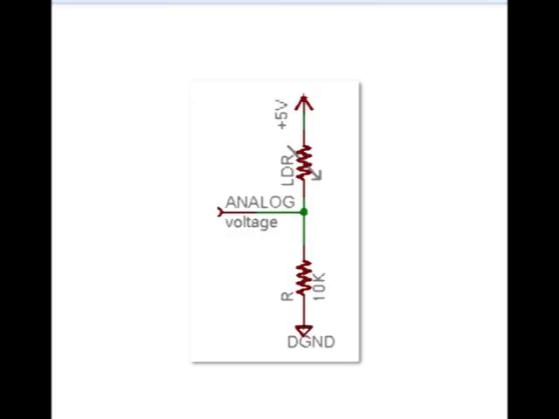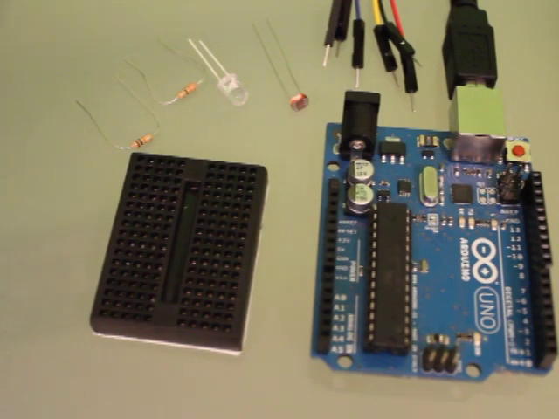And here is the schematic. We have the analog voltage. We have the LDR, which is our photocell, going to power. And we have a resistor going to ground. All right, so let's go ahead and start putting this together.